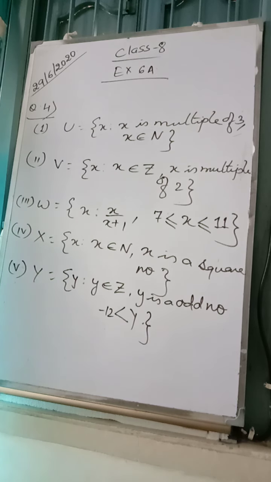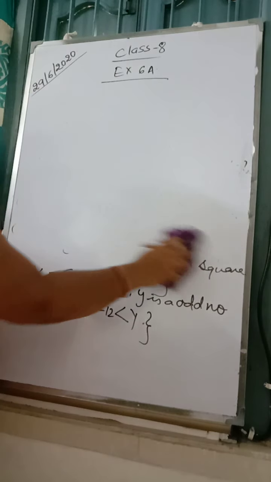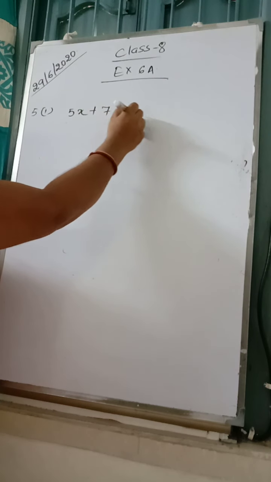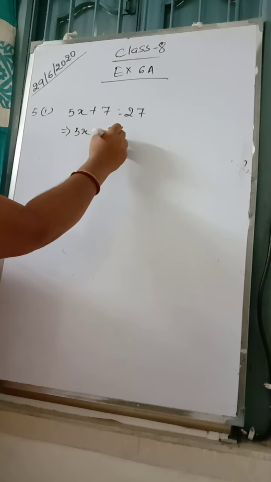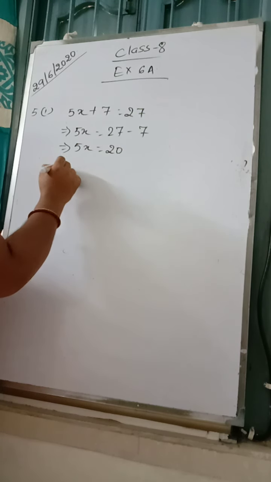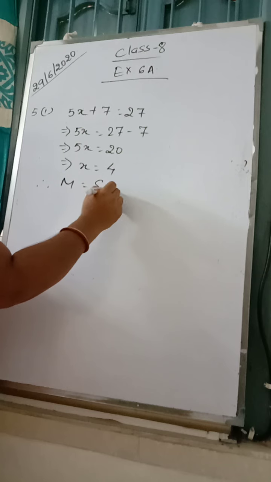Next you have to write the following set in roster form. This is for 4. Now look at question number 5. The first question is 5x plus 7 is equal to 27 is given. You have to copy the question. Earlier time also I have told you. So 5x is equal to 27 minus 7, or 5x is equal to 20, or x is equal to 4. So that's what M is equal to, we can write it 4.